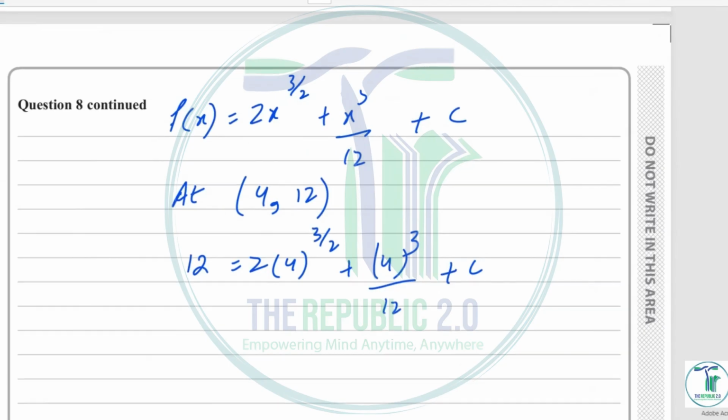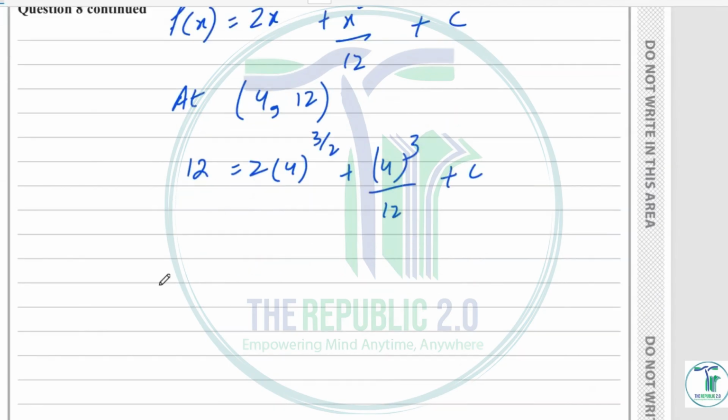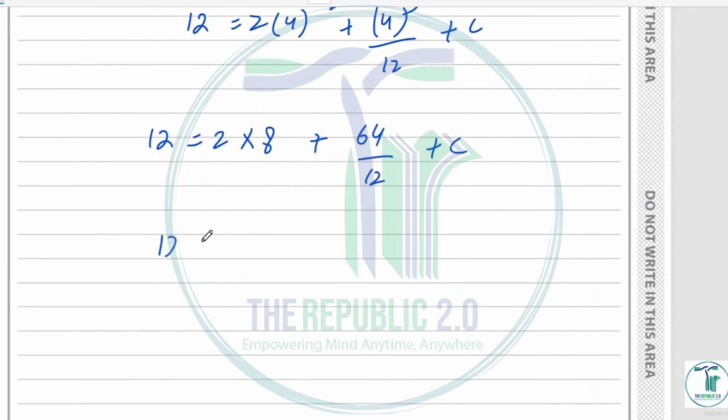Now I'm just going to simplify that down, and I must be having 12 is equals to 2 times 4 is 2 square. That square should cancel out by this 2. Then we'll be left with 2 cube, and that's going to be 8. Plus 4 cube is 64 divided by 12 plus c. And now I must be having something like 12 is equals to 16 plus 4 3s are 4 16s are 16 by 3 plus c.